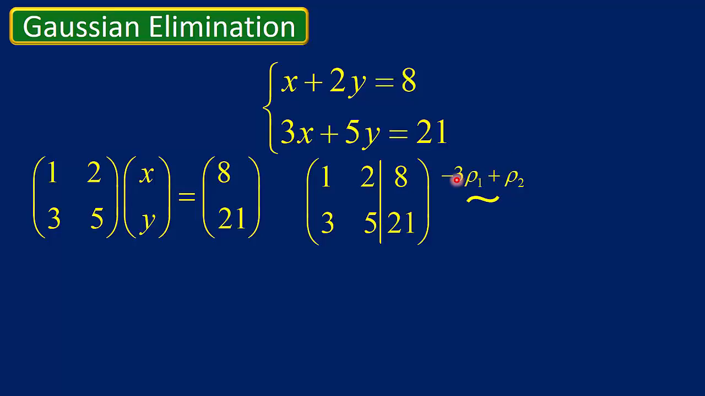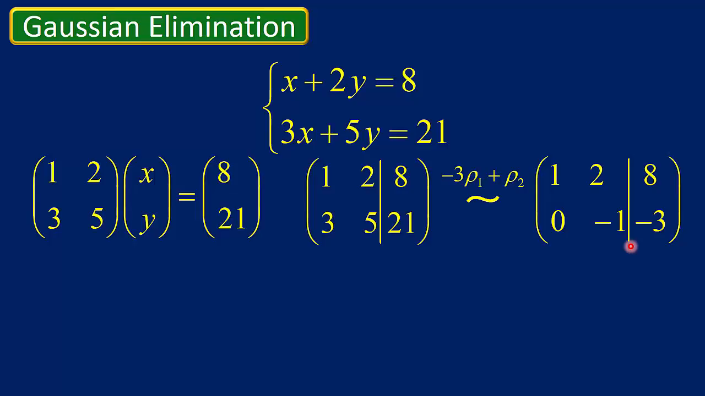And I'll denote it this way. -3 times row 1, add it to row 2, and I get this matrix. Notice what happens. -3 times 1, add it to 3, I get a 0. -3 times 2 is -6, add it to 5, I get a -1. -3 times 8 is -24, add it to 21, I get a -3. So this is my new matrix.